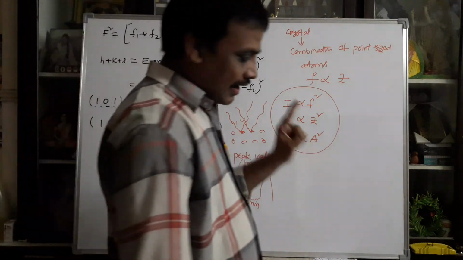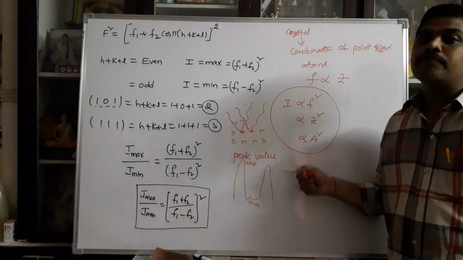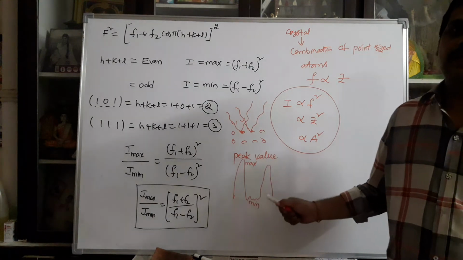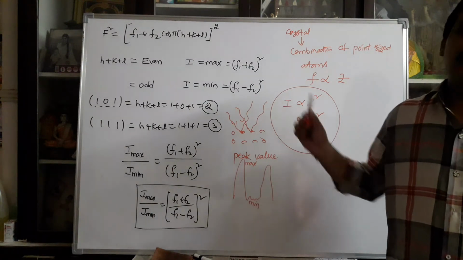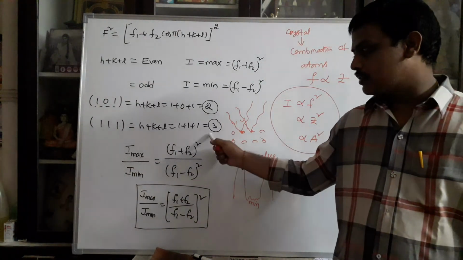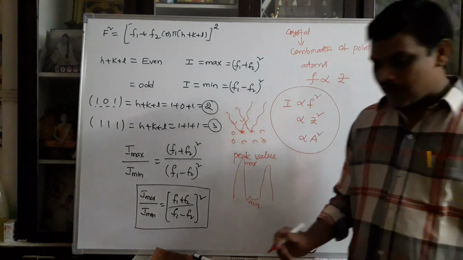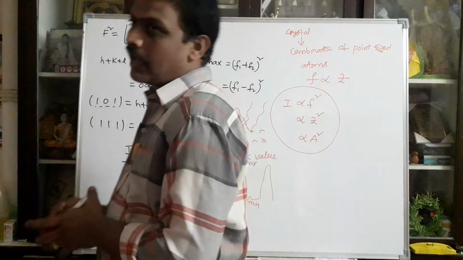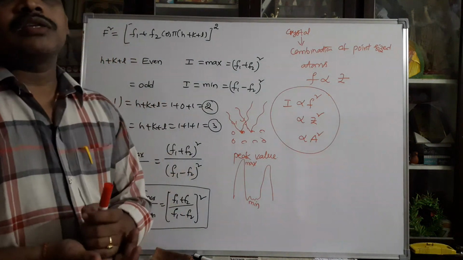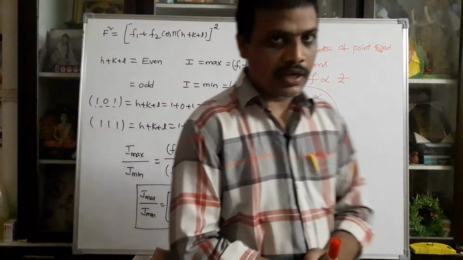So when the X-rays are diffracted, the intensity graph consists of peaks of the curves. Alternate maxima and minima occur. With respect to maximum intensity, it is (F1 + F2) whole square. With respect to minimum intensity, it is (F1 - F2) whole square. Once the intensity gets a peak value, at that condition the crystal is diffracting the X-rays.